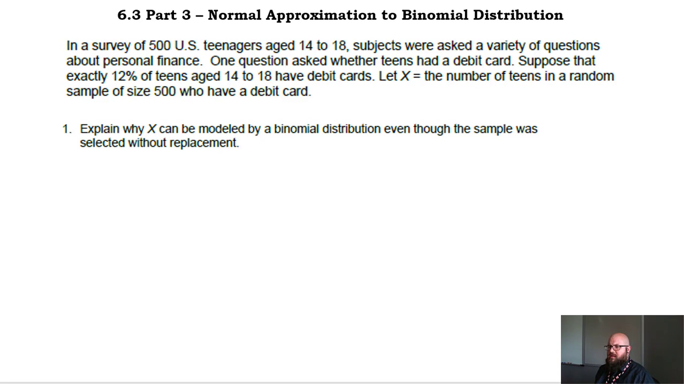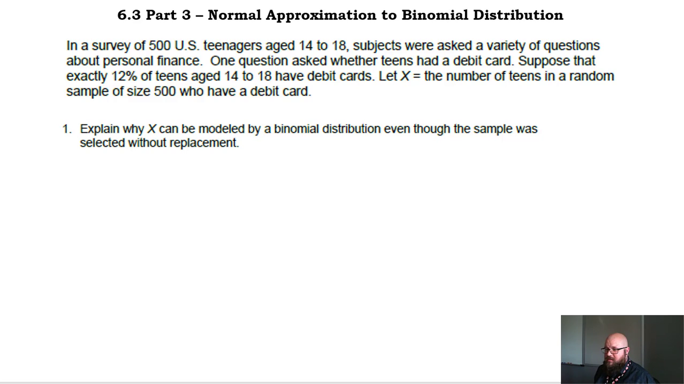All right, so we're going to start out with part 3 here, normal approximation of binomial distributions. In a survey of 500 U.S. teenagers aged 14 to 18, subjects were asked a variety of questions about personal finance. One question asked whether teens had a debit card. Suppose that exactly 12% of teens aged 14 to 18 have debit cards. Let X equal the number of teens in a random sample of size 500 who have a debit card.